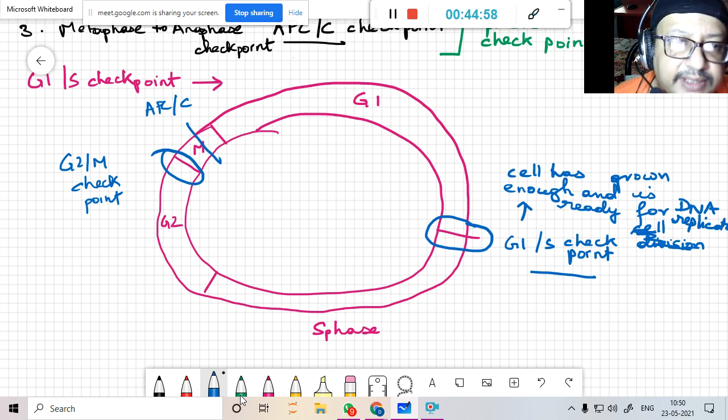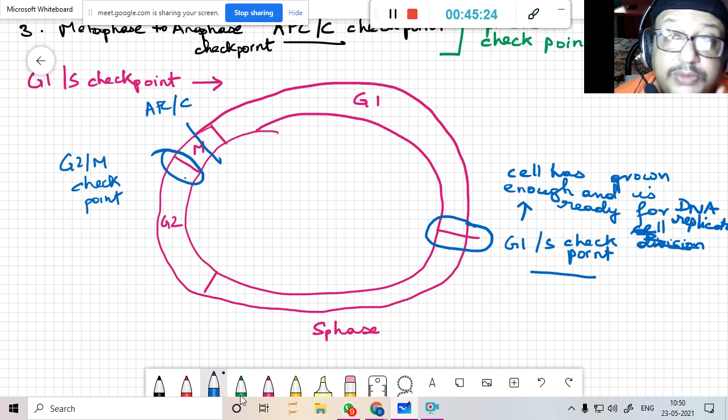Then we have the G2 to M checkpoint. They will ensure whether the S phase has gone correctly, whether the DNA has undergone sufficient proper replication. If proper replication has been ensured, only then this phase will go ahead. And the APC spindle checkpoint.